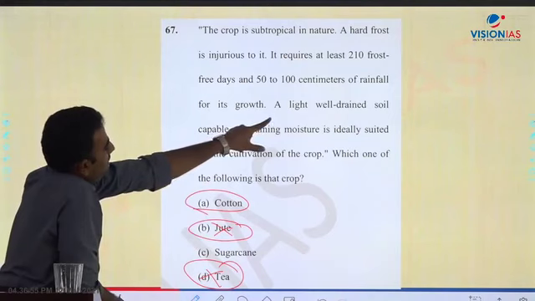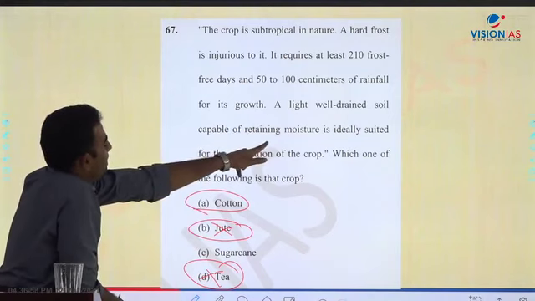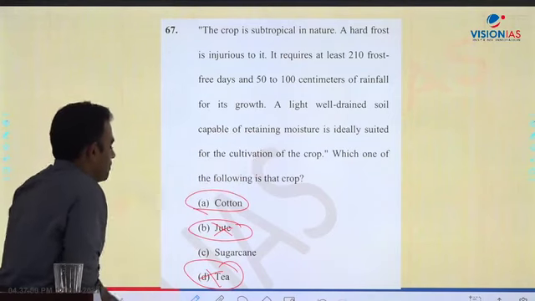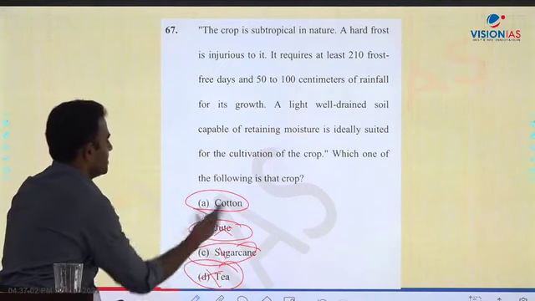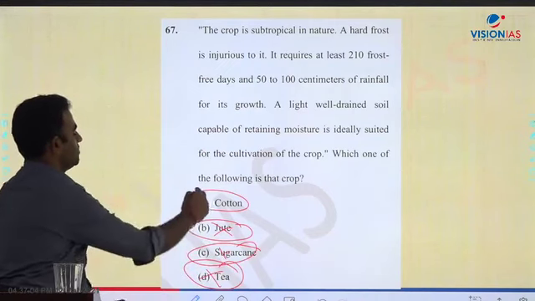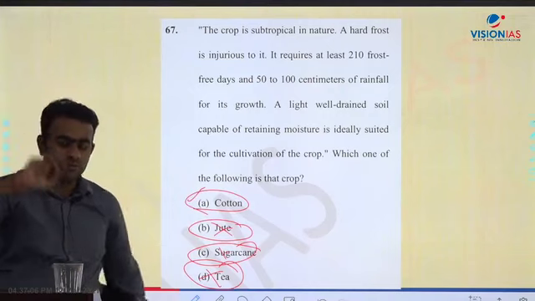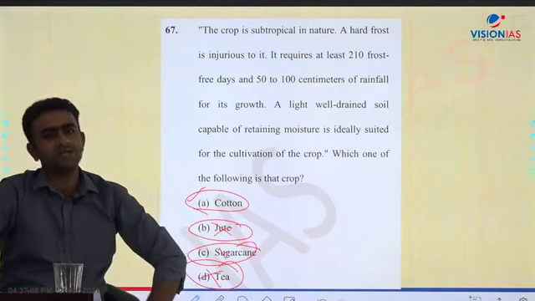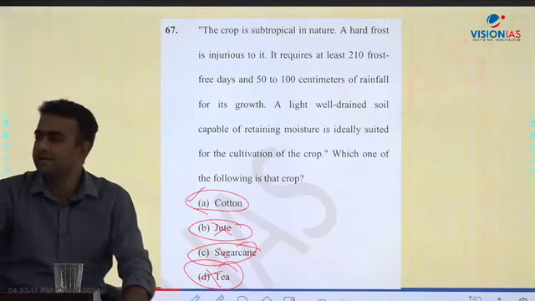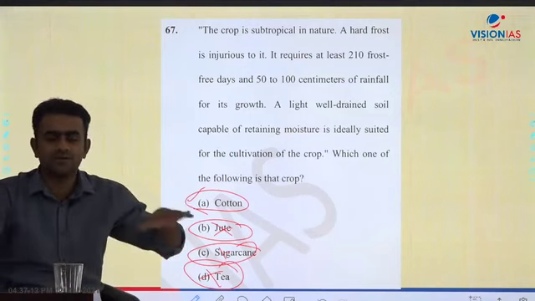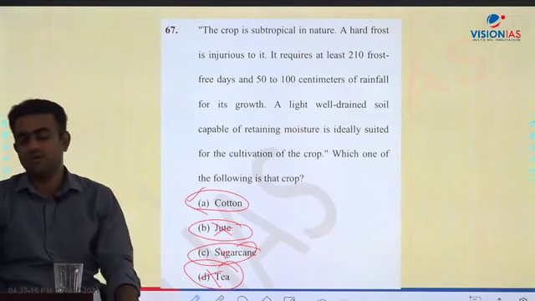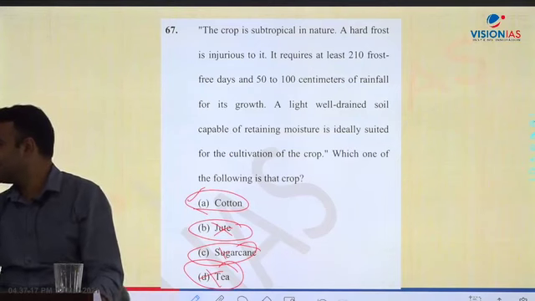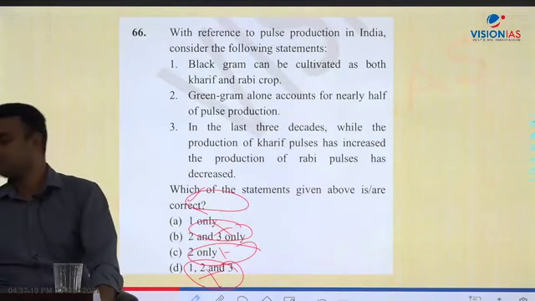Any other thing? A light, well-drained soil capable of retaining moisture is ideally suited for the cultivation of the crops. Remove sugar cane too. It requires a bit higher precipitation. So cotton should be the answer. Remember this about cotton, the most important information: it requires at least 210 frost-free days. That means the soil should not be covered with frost, only then cotton will grow. That is the most important characteristic of that crop.